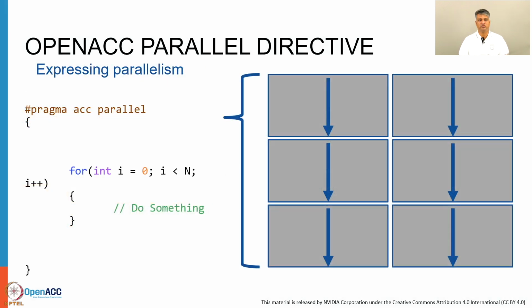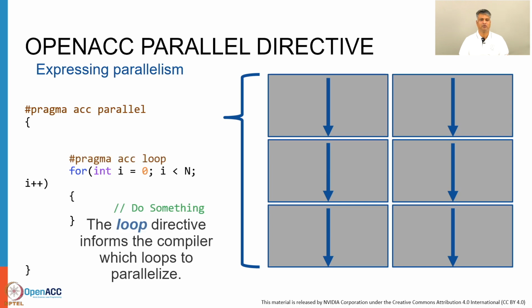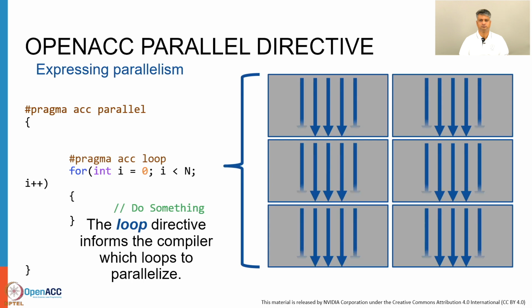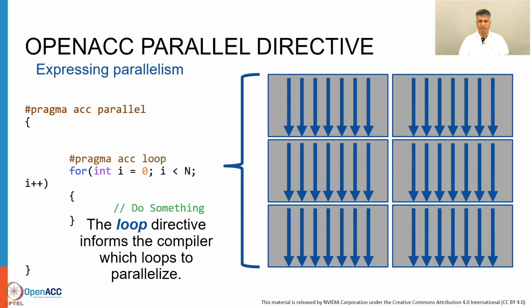So, how do I now start expressing parallelism? Remember, we create a gang of workers which have a set of independent threads. So, if I now put the directive hash pragma ACC loop, the loop directive informs the compiler which loop to parallelize. And then the loop will be parallelized by the gang of these threads and be run across each gang.